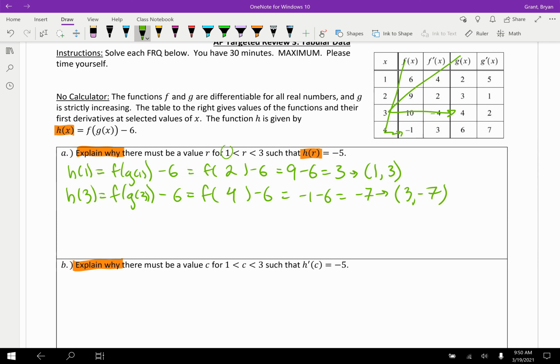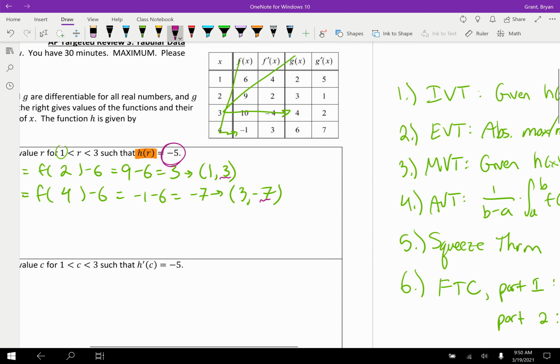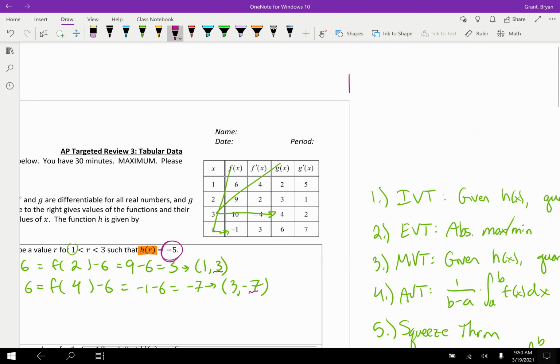So I would probably not make a graph here. You can if it makes you happier, but we just need to realize that negative 5 falls in between 3 and negative 7. If you wanted a graph, and I said you didn't have to make one, I just wanted to show you a visual. If we're starting at the point 1, 3, and we're ending at 3, negative 7, the graph can do whatever it wants between here, right? But it has to eventually get down there, which means eventually it's going to have to cross over negative 5, right? Does it really have to, though?